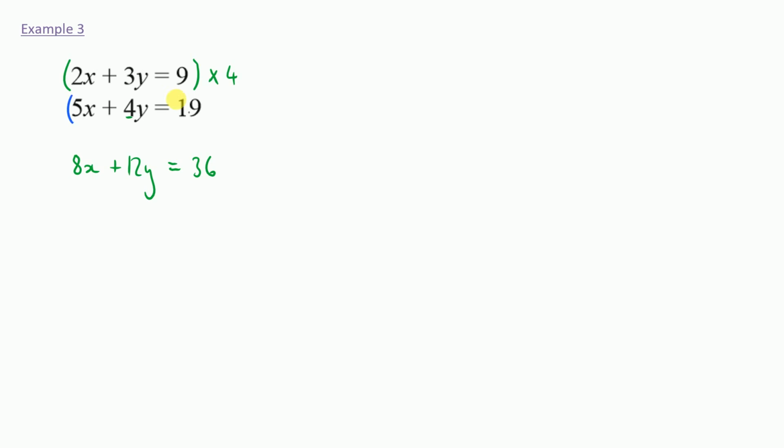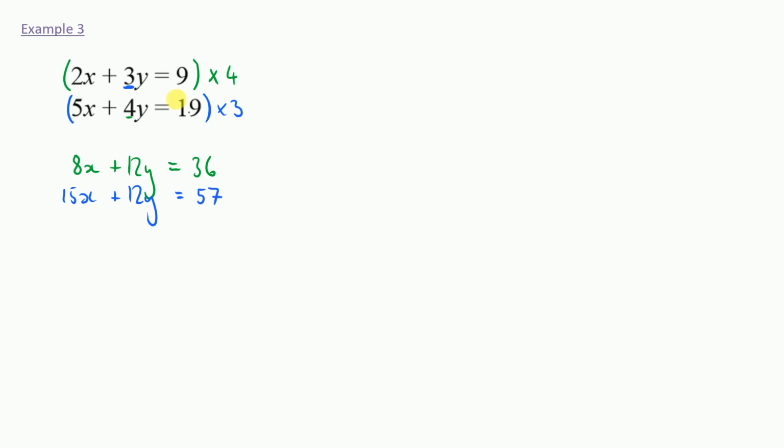Now changing colour, I need to multiply all of the second equation by 3. And if I do that, 3 times 5 gives me 15x. 3 times 4 gives me 12y. Look at this, brilliant news that I've got the same number of y's in both equations. Is equal to 19 times 3, which is 57.